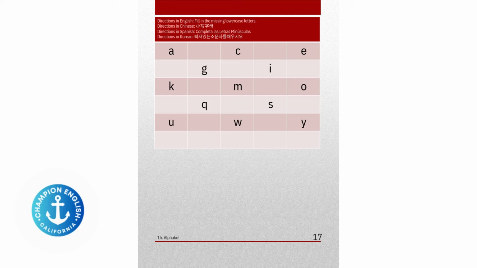If I say C, you should say D. If I say E, you should say F. If I say G, you should say H. If I say I, you should say J. If I say K, you should say L. If I say M, you should say N. If I say O, you should say P. If I say Q, you should say R. If I say S, you should say T. If I say U, you should say V. If I say W, you should say X. And if I say Y, you should say Z. Here we go, students. Let's try this together.